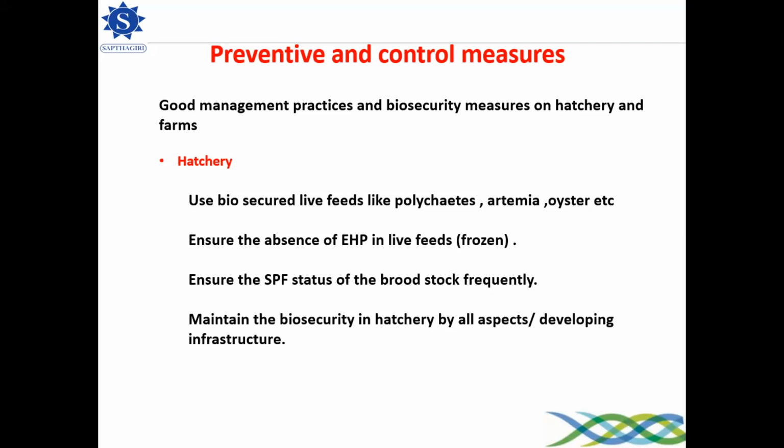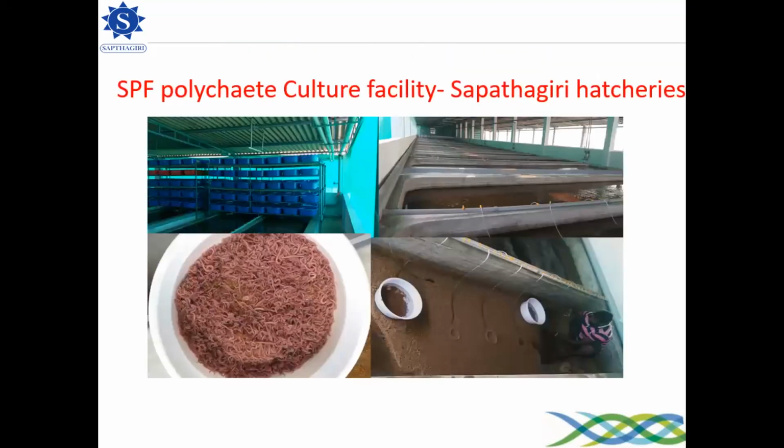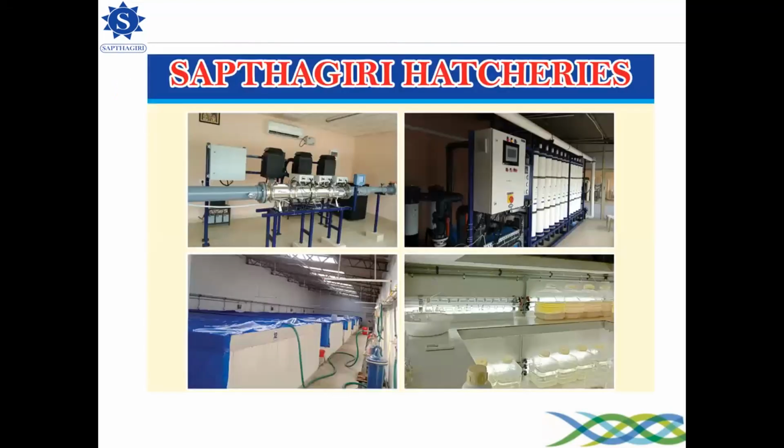And hatchery people have to focus on producing live feeds like polychaetes or other things to ensure biosecurity. So this is a typical example of an SPF polychaete culture facility in Saptagiri hatcheries. Only through SPF polychaete and live feeds can we achieve SPF, EHP-free status PLs. These are the most advanced water filtration and UV disinfection systems in the hatchery.